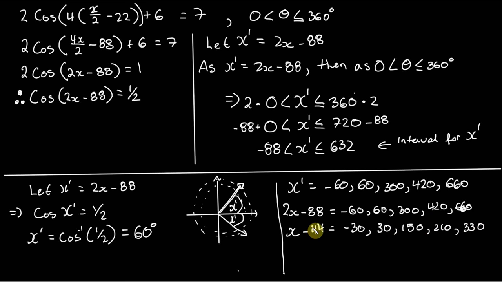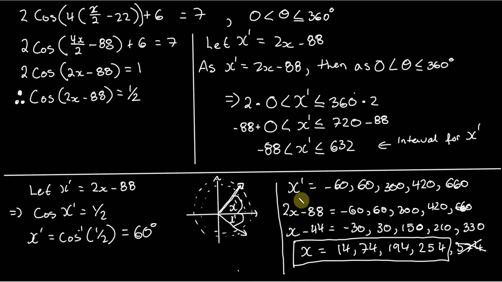Now we want to add 44 to both sides. Just basic algebra. And so we get our final solutions: 14, 74, 150 plus 44 is 194, 210 plus 44 is 254, and 330 plus 44 gives us 374. Our original interval is only theta less than or equal to 360, so we can cross that off. That's beyond the interval. So these are our final solutions.